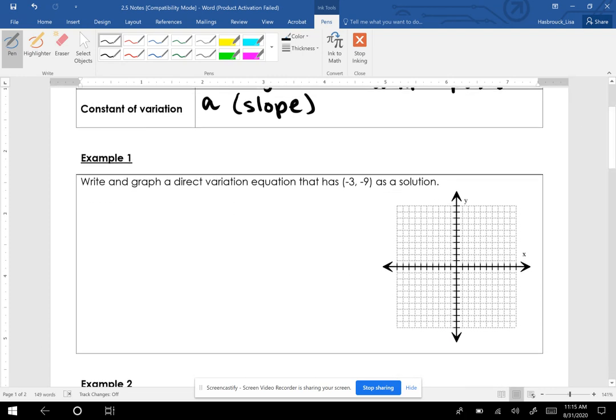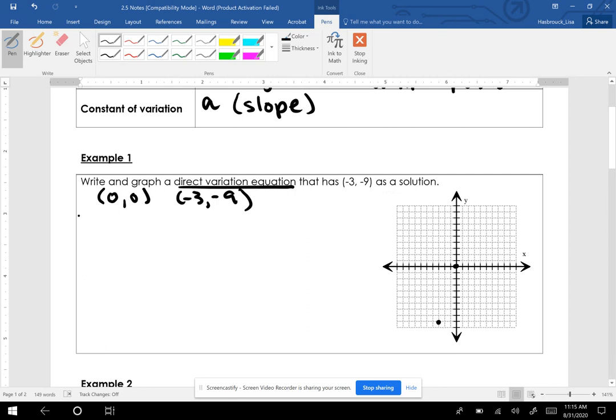Let's go ahead and look at some examples. In example 1, it says, write and graph a direct variation equation that has -3, -9 as a solution. So let's look at that point first. -3, -9. So we know that that point is on our line. We also know it's a direct variation equation, which means the point 0, 0 must be on the line. So we're going to use the points 0, 0, and -3, -9 to write our equation of the line.